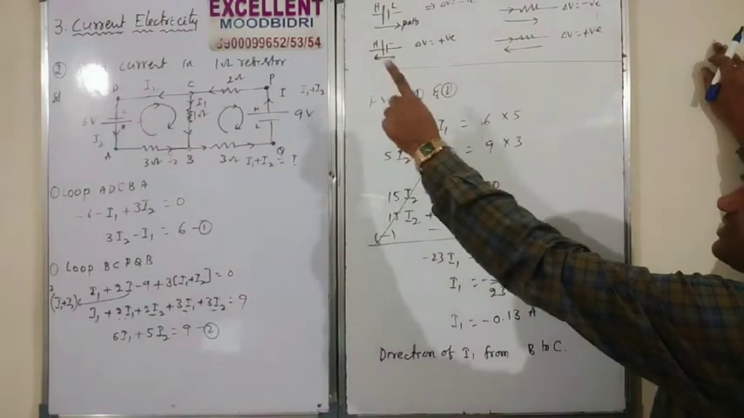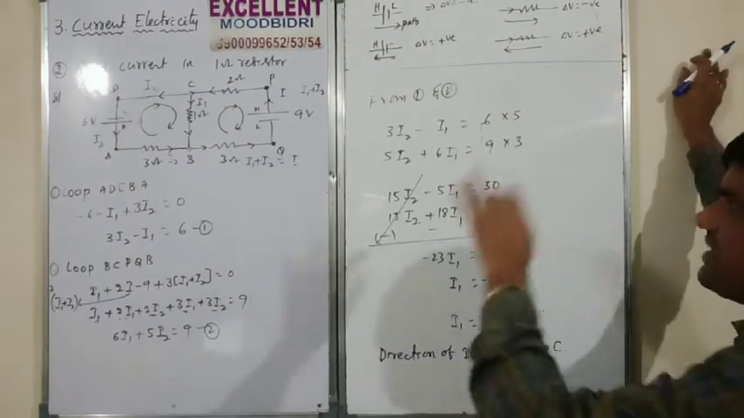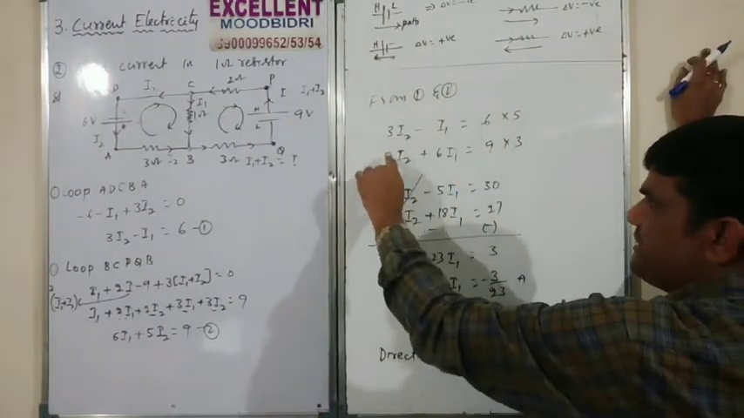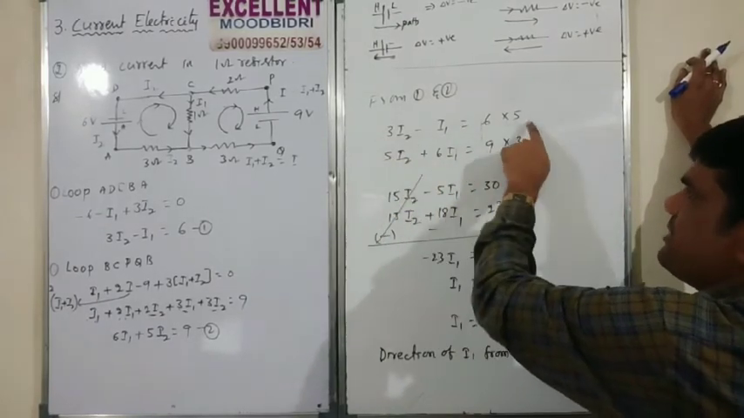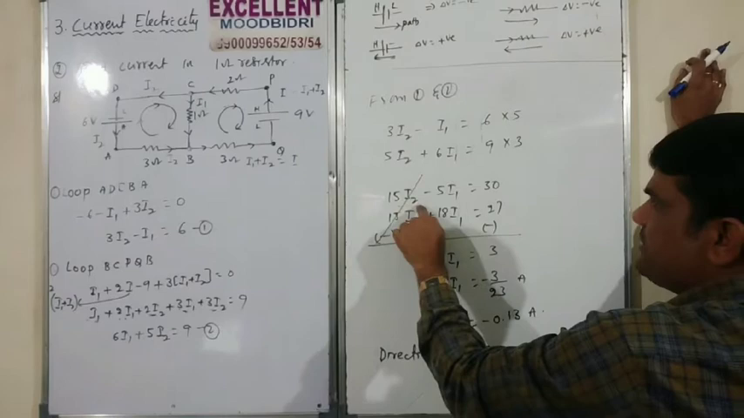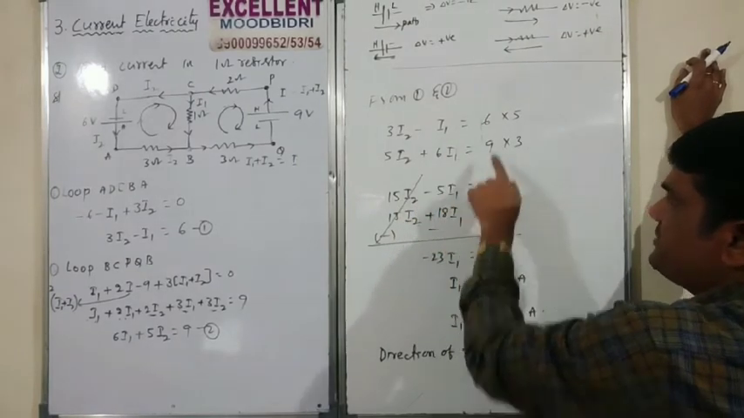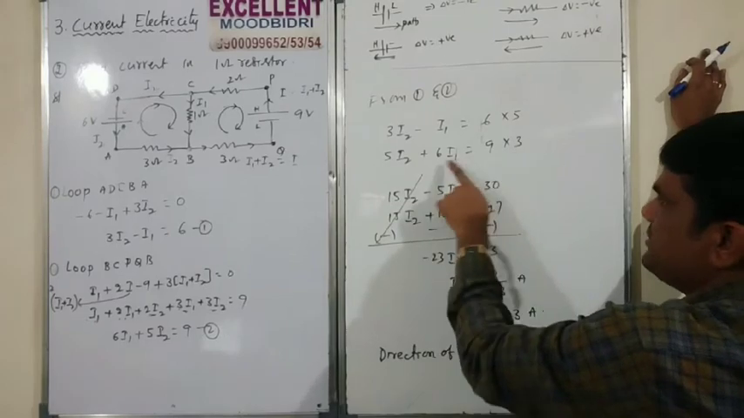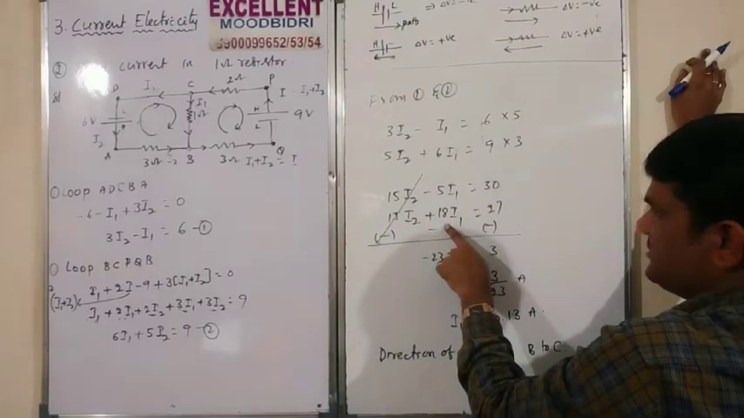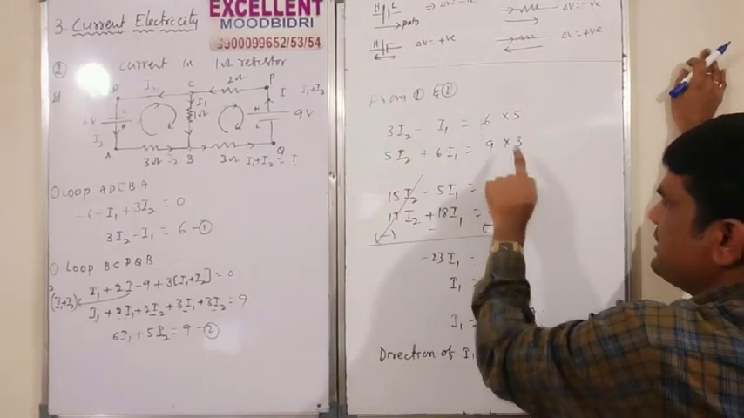I2 values I can equate. In that case I2 gets cancelled, and I will get I1, right? Here 3 will be, here 5 will be. Therefore this equation multiplied by 3, this equation multiplied by 5. So 5 into 3, 15I2. 5 into I1, 5I1. 5 into 6, 30. 3 into 5, 15I2. 3 into 6, 18. I1 is equal to 3 into 9, 27.